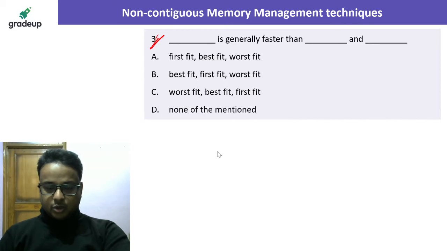In this question, what they are saying is: dash is generally faster than dash and dash. So I hope now you can tell the answer.